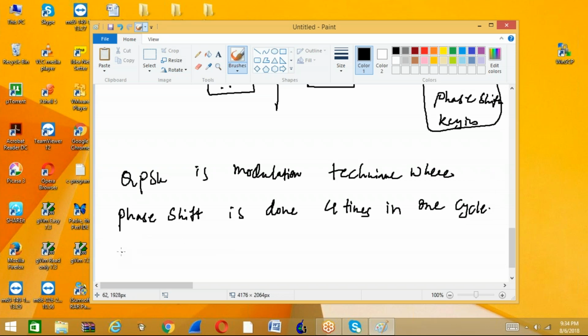So for every phase shift, one symbol is transferred. This is not the OFDMA symbol, this is a different symbol. One modulation symbol is transferred.